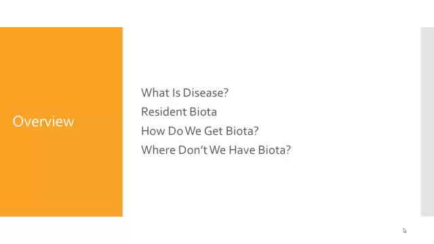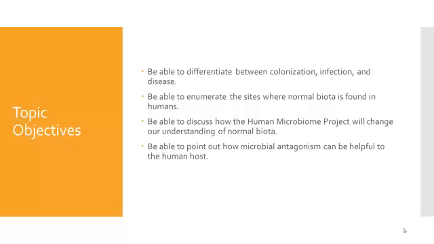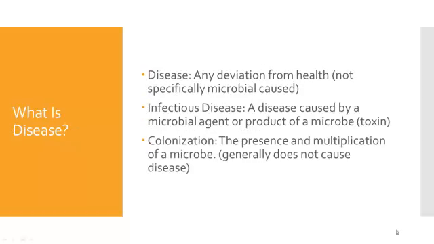The learning objectives for this topic are: be able to differentiate between colonization, infection, and disease; be able to enumerate the sites where normal biota is found in humans; be able to discuss how the Human Microbiome Project will change our understanding of normal biota; and be able to point out how microbial antagonism can be helpful to the human host. Before we start on the microbiome, let's first define a few terms.